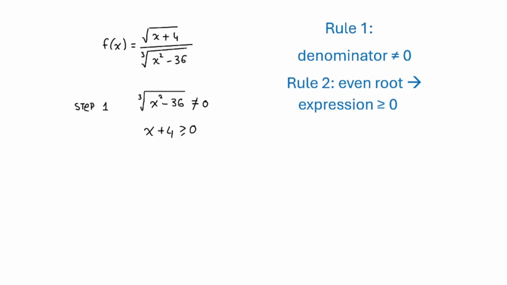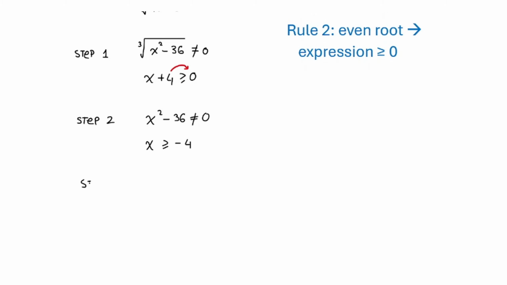Now we solve the two conditions. From the first condition, a cube root is equal to 0 when its argument is equal to 0. So it is different from 0 when the argument is different from 0. So we get x squared minus 36 is not equal to 0. From the second condition, we move the 4 to the right-hand side and we get x is greater than or equal to negative 4.